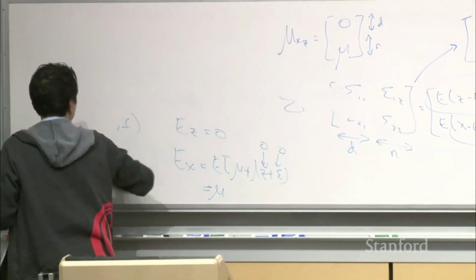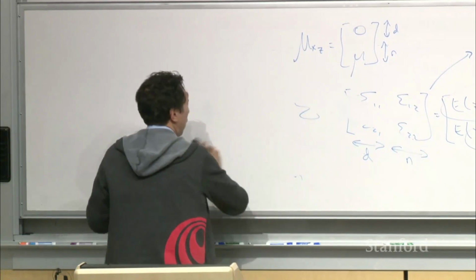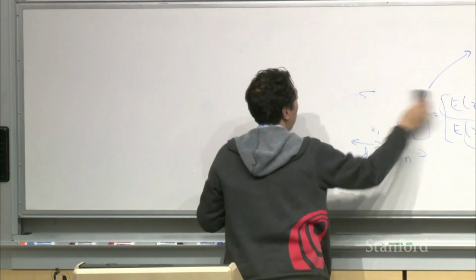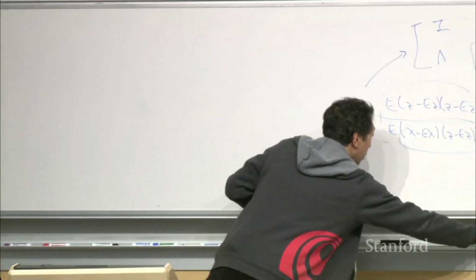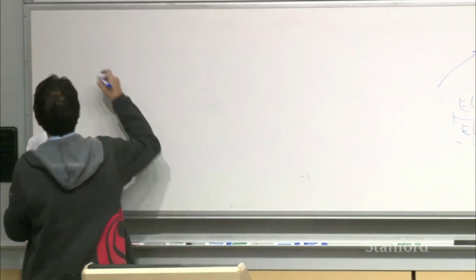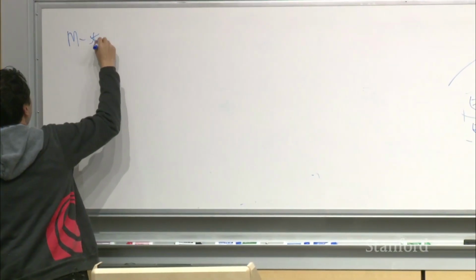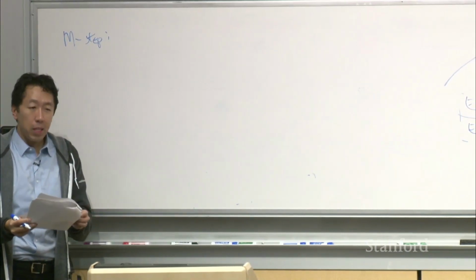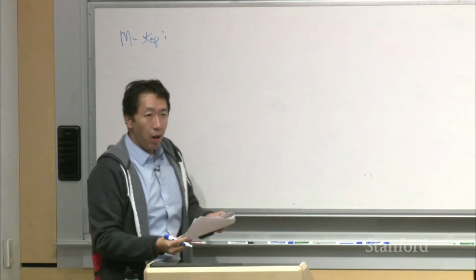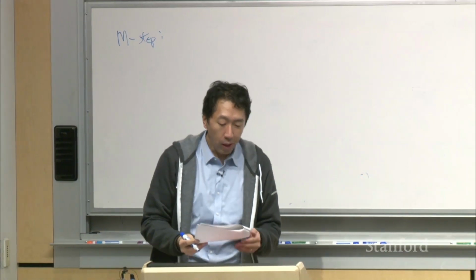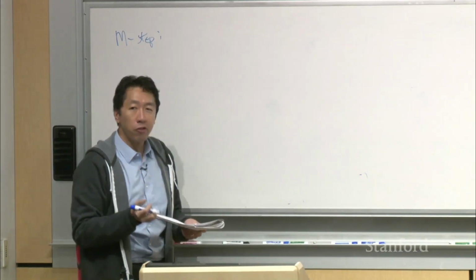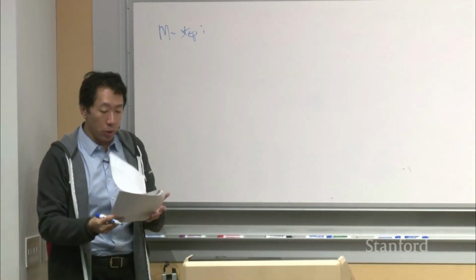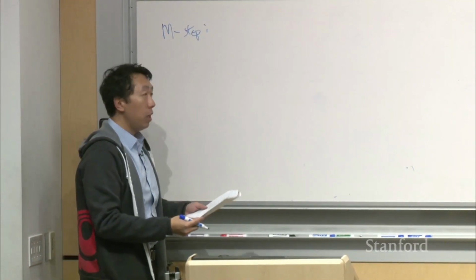So step 2 was derive the E step. And step 3 is derive the M step. And the derivation of the M step is quite long and complicated. But I want to mention just a key algebraic trick you need to use when deriving the M step.